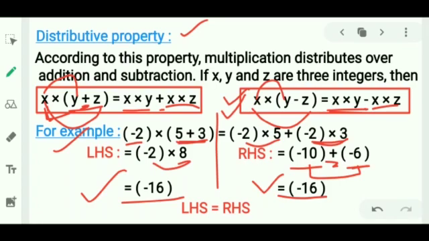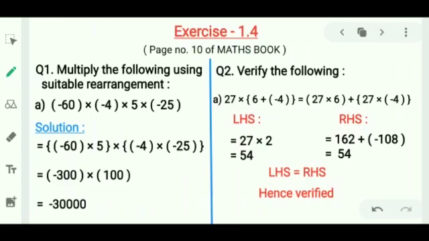Okay, let's move to the next page. Now we have exercise 1.4, page number 10 of your maths book. Question number 1 is written: multiply the following using suitable rearrangement. We have a few questions written over here and we have to solve them. There are 4 integers written and we have to multiply them.